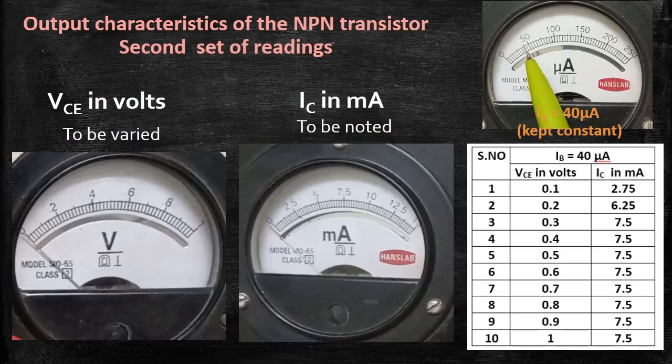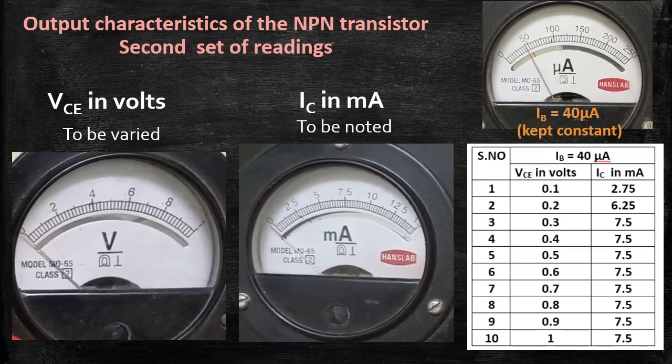It is exactly kept at 8th division. 8 into 5 is equal to 40 microampere. Throughout the experiment, the IB 40 microampere should not be varied. It should be kept constant. Okay. Now I am going to take the second set of reading. Now the IB value is kept at 40 microampere, that should be kept constant.